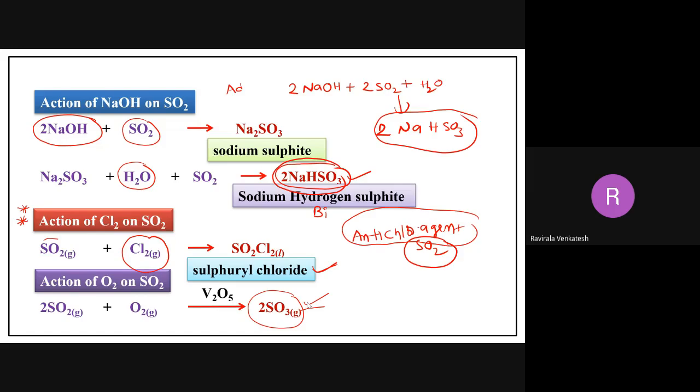What is the catalyst? Also आपको याद रखना है बेटा. Vanadium pentoxide. ये reaction में आपको contact process में आएगा बेटा. Contact process in the preparation of H2SO4 में आएगा बेटा. Right?